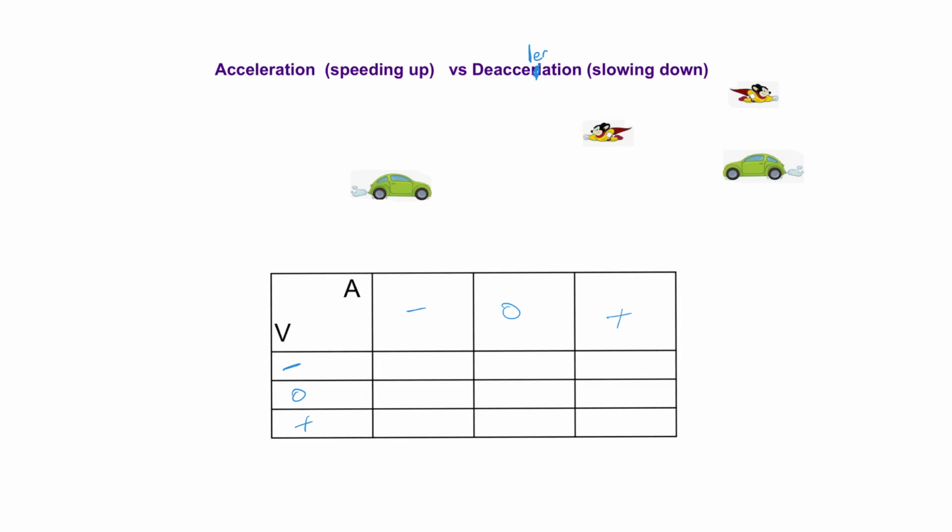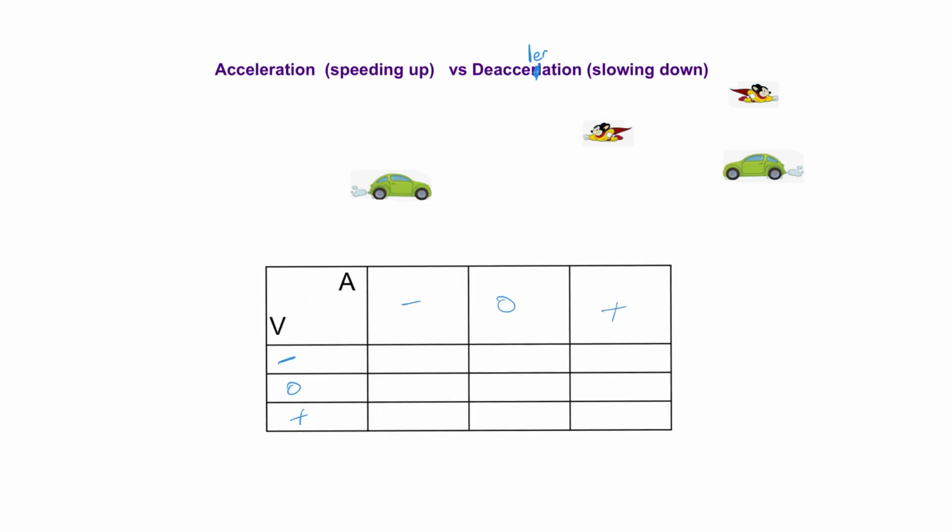So let's recap the velocity section here. When velocity is negative, that means the car is moving left, moving west. If the velocity is 0, that means the car is just not moving. And if the velocity is positive, it's moving to the right, moving east. Okay? So right now we're going to bring in acceleration.